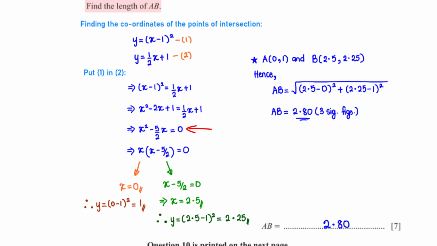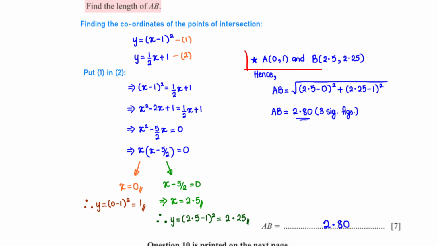We can easily solve this quadratic equation by factorization. When we factor out x, we are left with x minus 5 over 2. From here, we get x equals 0 and x equals 2.5. To get the corresponding values of y, we substitute the x values into either equation 1 or equation 2. Let's pick equation 1. And so when x equals 0, we get y equals 1. And when x equals 2.5, we get y equals 2.25.